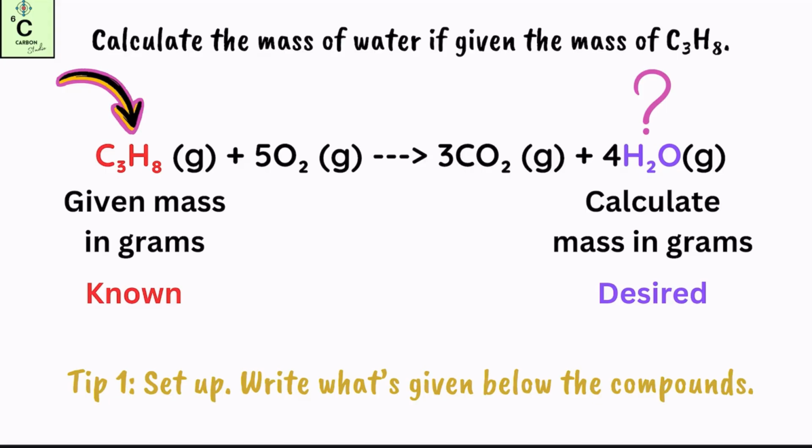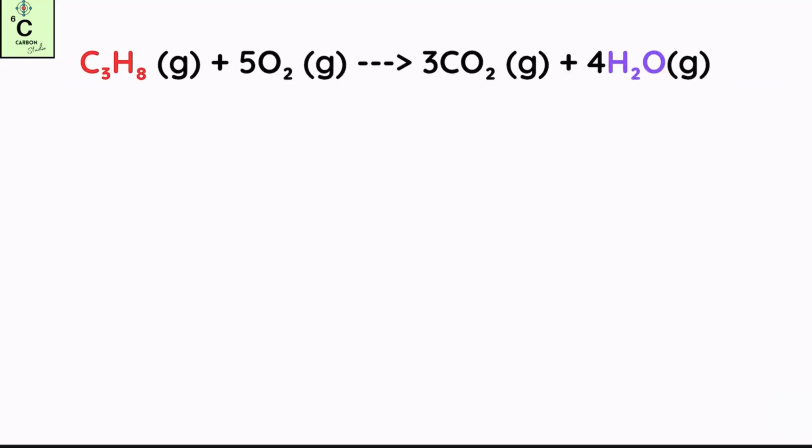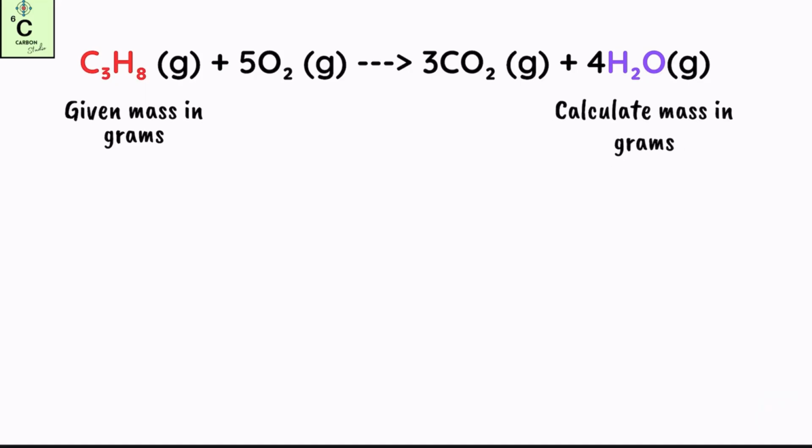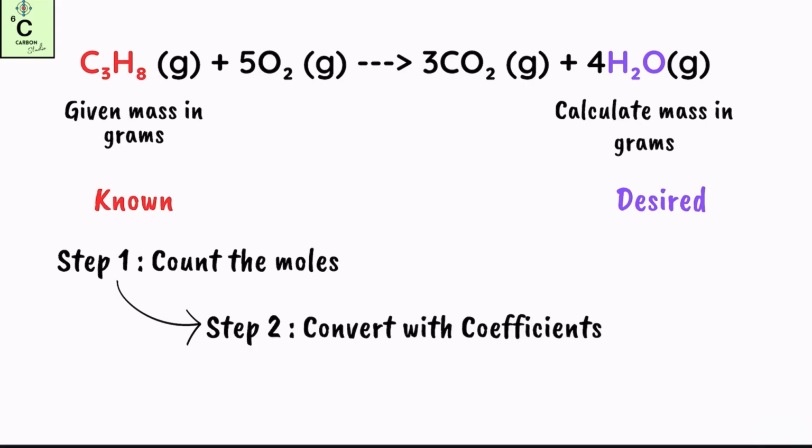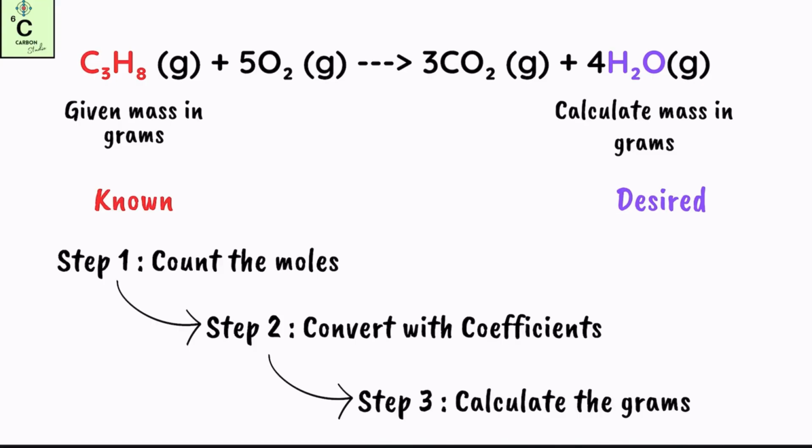In this case, we know we are required to calculate the mass of our desired. From the chemical equation, we are required to use the information from the known compound to calculate the desired. How do we create this link? There are 3 steps. The first is to count the moles, then convert with coefficients, and the last step is to calculate the grams. The more appropriate sentence will be to convert it to mass, but I have my reasons for using grams.